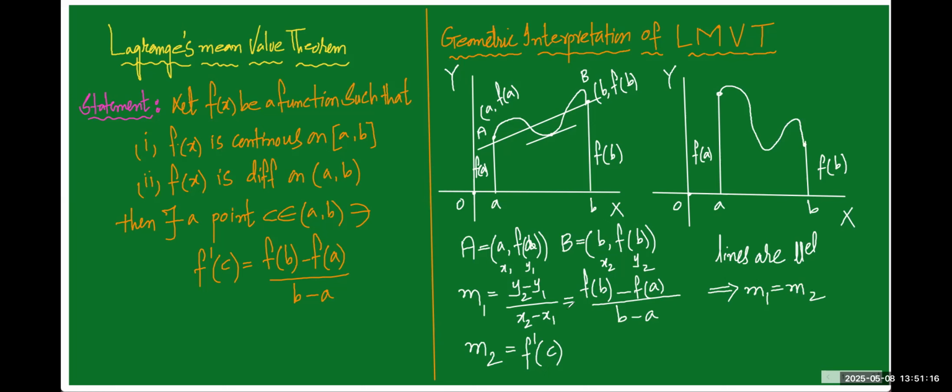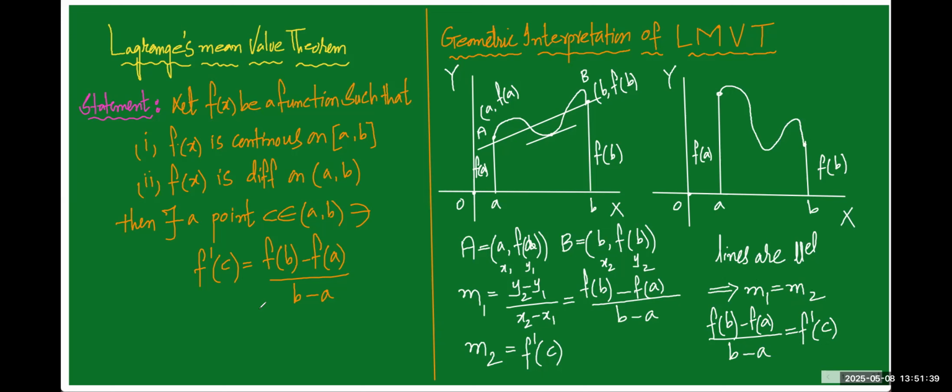M1 is equal to... M1 value is f of B minus f of A by B minus A. And what about M2 value? M2 value is f dash of C, which is nothing but our theorem proof. This is called the geometric meaning of Lagrange's mean value theorem.